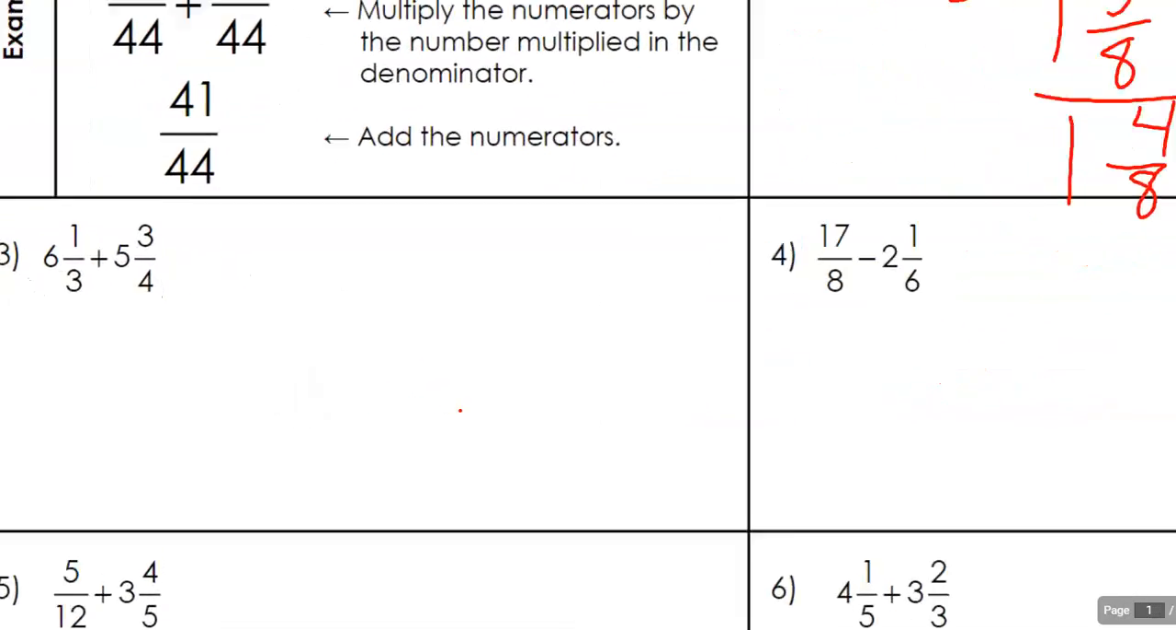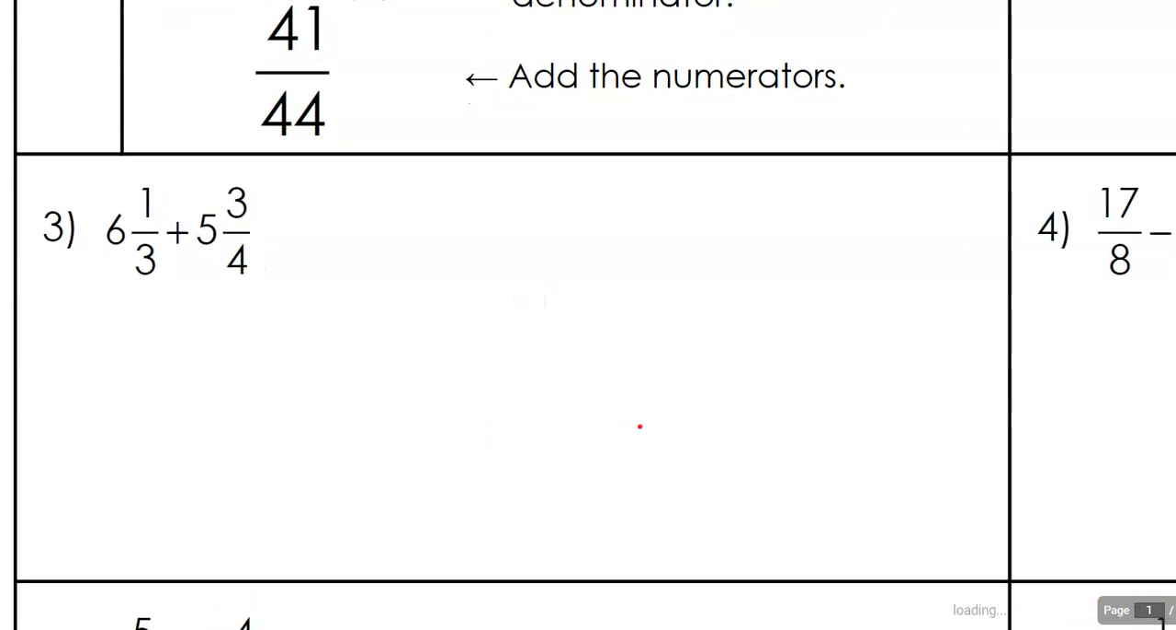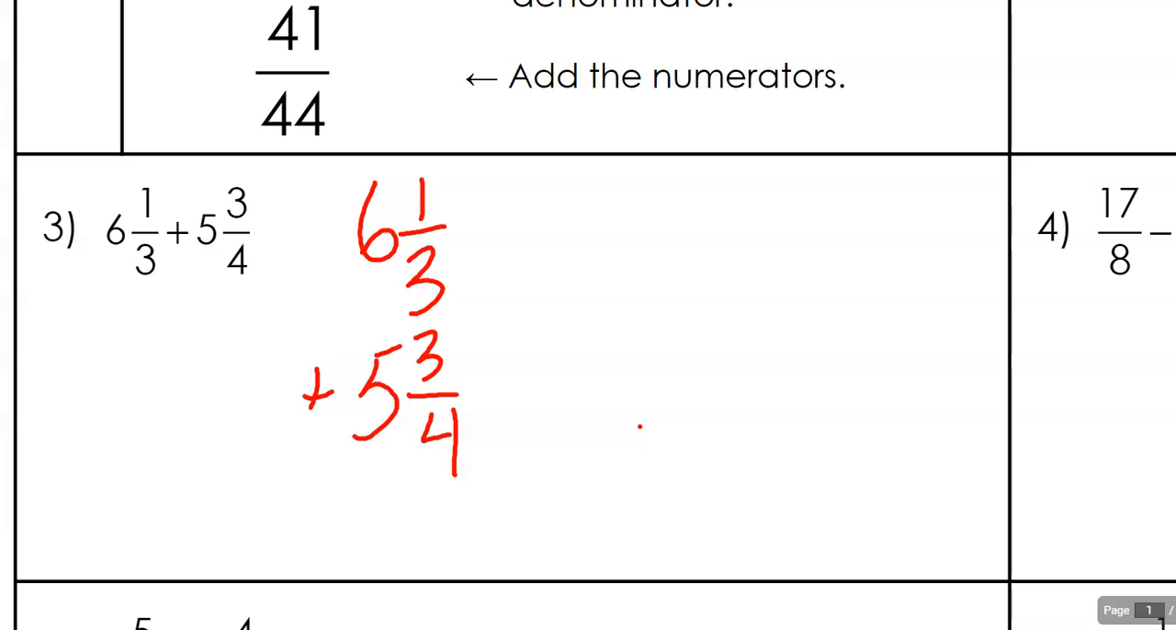All right. Let's look at number 3. Number 3, that's just a little bit bigger. Number 3, we're adding fractions. I'm still going to write it vertically. So I have 6 and 1/3. And then I'm going to have plus 5 and 3/4. Okay? 5 and 3/4. All right.